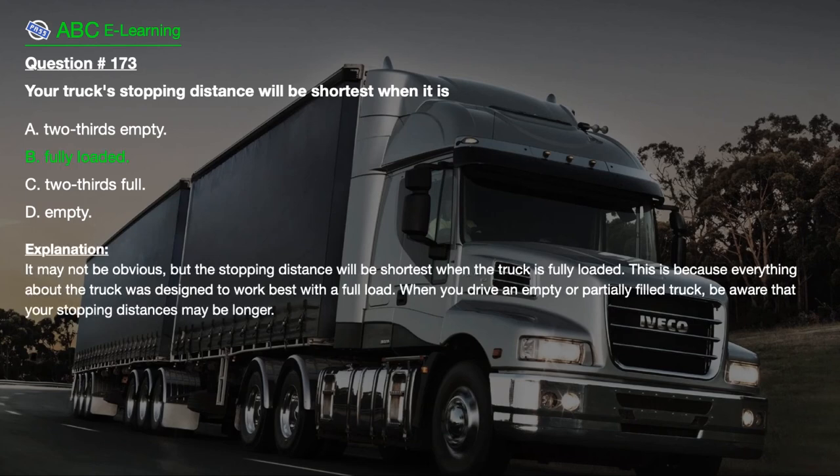The correct answer here. B. Fully loaded. Explanation. It may not be obvious, but the stopping distance will be shortest when the truck is fully loaded. This is because everything about the truck was designed to work best with a full load. When you drive an empty or partially filled truck, be aware that your stopping distances may be longer.